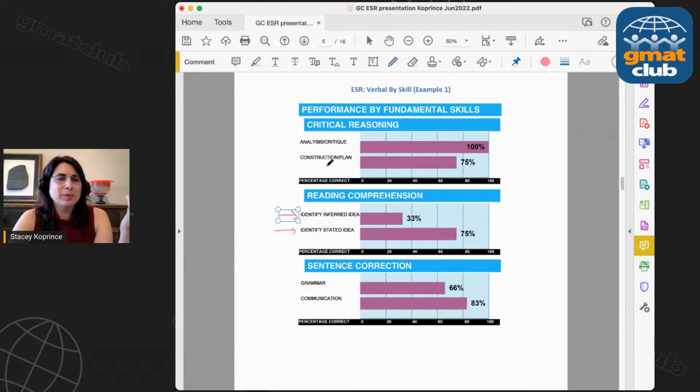These ones are more opaque. Down here, I'm guessing that communication basically means meaning, when the question's testing meaning, and that grammar is more like the nitpicky grammar rules. That's my guess.